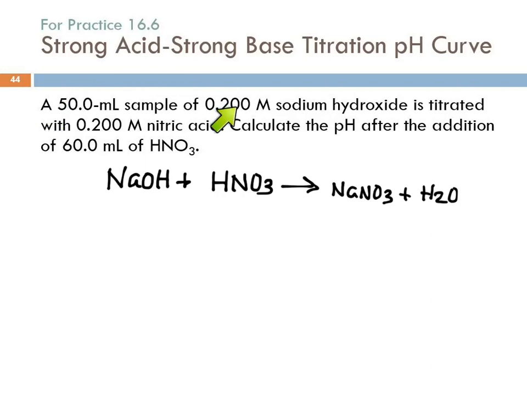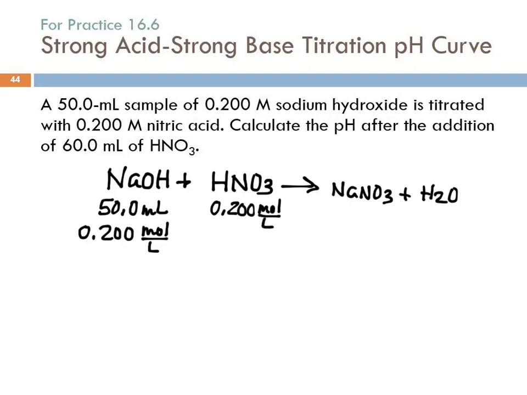And then I like to use that chemical equation to help me organize my information. So 50 milliliters of this. I'm going to write those numbers under the sodium hydroxide: 50 milliliters, and that's 0.200 moles per liter. And then it says we're titrating it with 0.200 moles per liter nitric acid, and we've added 60 milliliters of the nitric acid. It's asking us to find the pH.